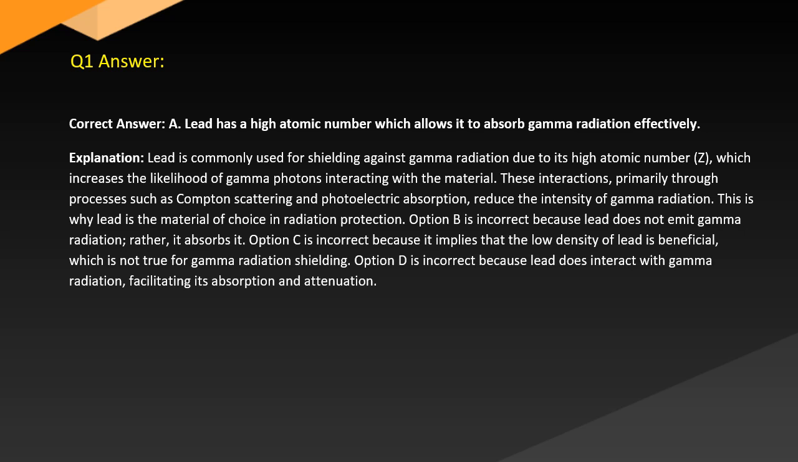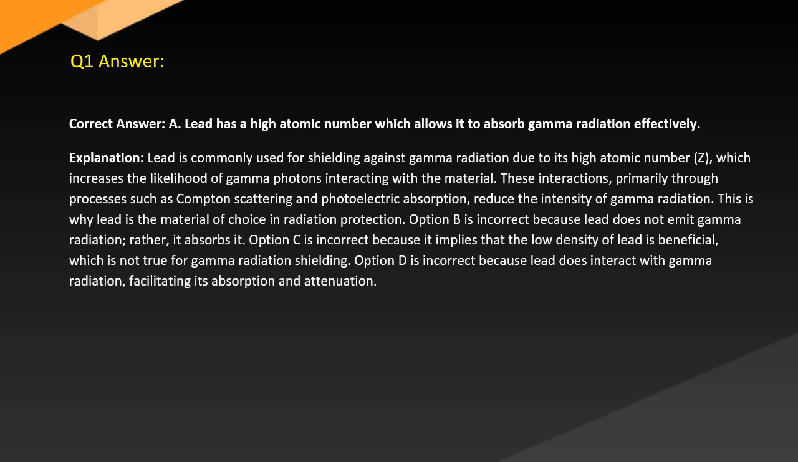Answer. Correct answer: A. Lead has a high atomic number which allows it to absorb gamma radiation effectively. Explanation. Lead is commonly used for shielding against gamma radiation due to its high atomic number Z, which increases the likelihood of gamma photons interacting with the material. These interactions, primarily through processes such as Compton scattering and photoelectric absorption, reduce the intensity of gamma radiation. This is why lead is the material of choice in radiation protection.